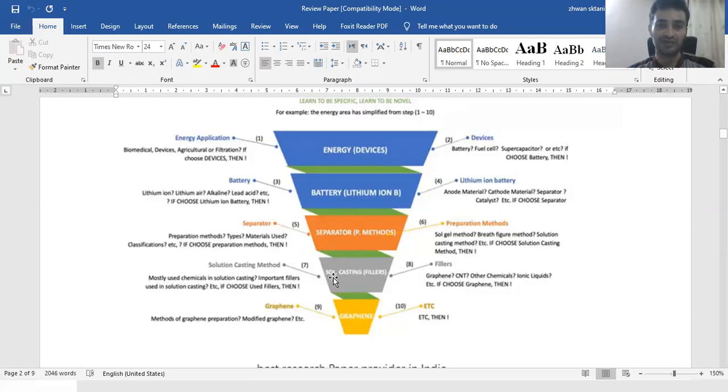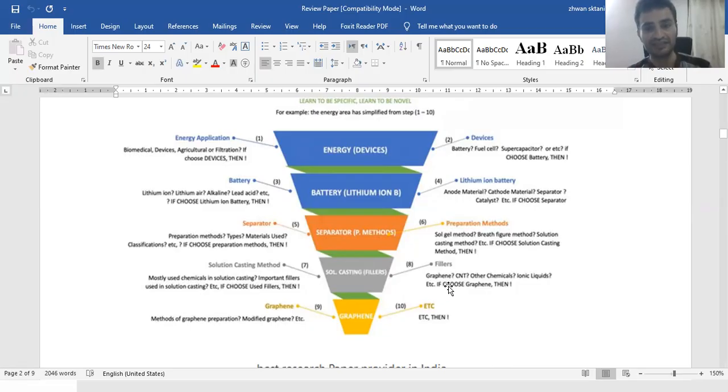Now we are going to the fourth stage, which is steps 7 and 8. In that case, it is reduced more and more. From the solution casting method, which parameters should be chosen? Chemical solution or fillers or what? For example, he chose filler. From filler, which kind of filler did he choose? Graphene, carbon nanotube, or other chemicals. This is the fourth stage, numbers 7 and 8.